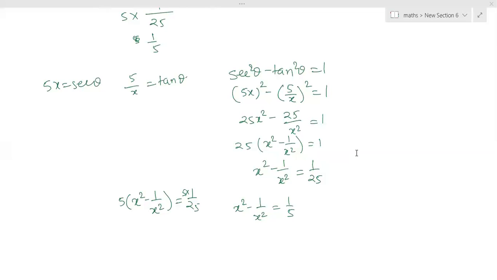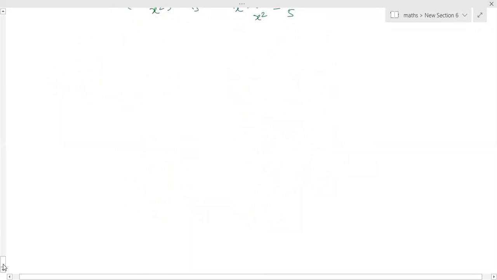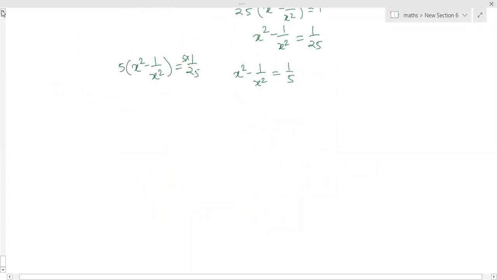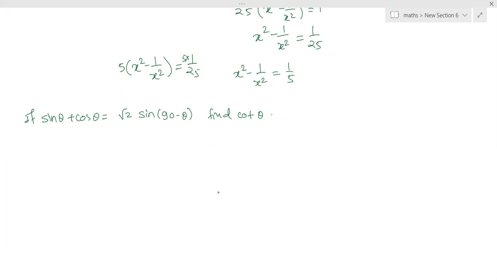Any other doubts anyone has? Then start doing some more questions. Simple questions, 1 markers or MCQ type. First one, if sine theta plus cos theta is equal to root 2 sine 90 minus theta, find cot theta. Sine theta plus cos theta is equal to root 2 sine 90 minus theta. Find the value of cot theta.